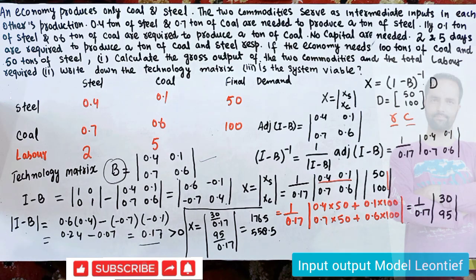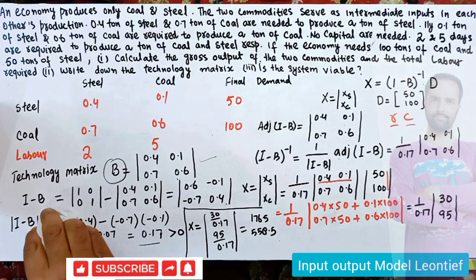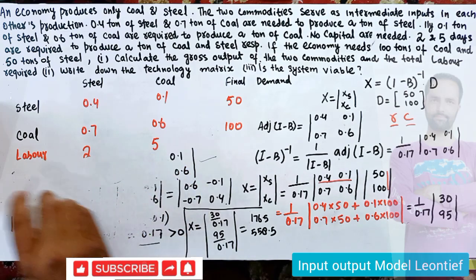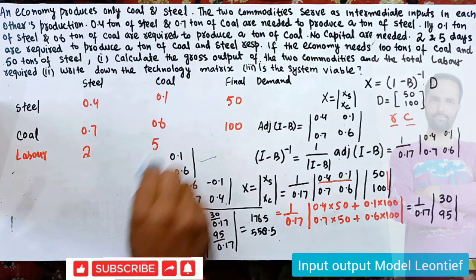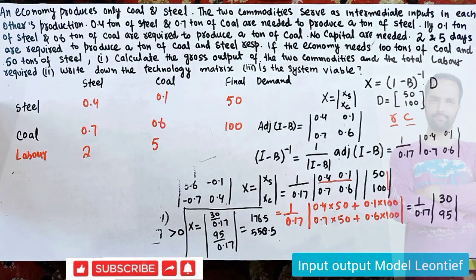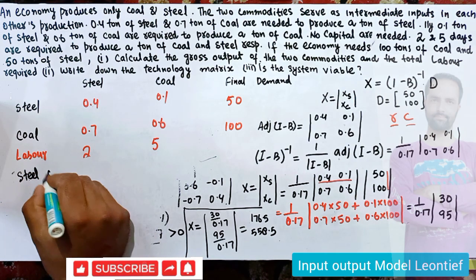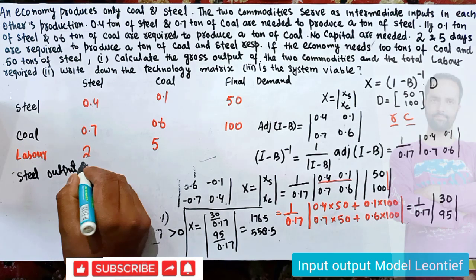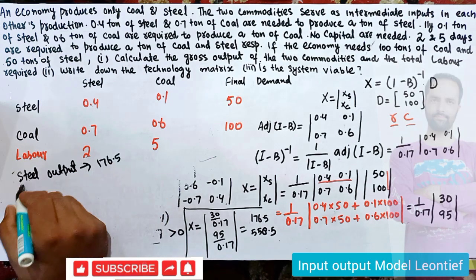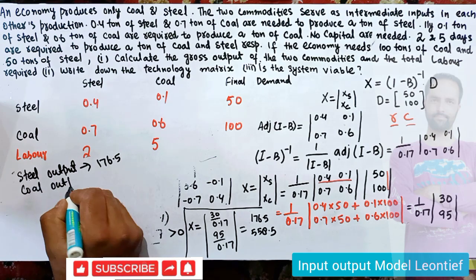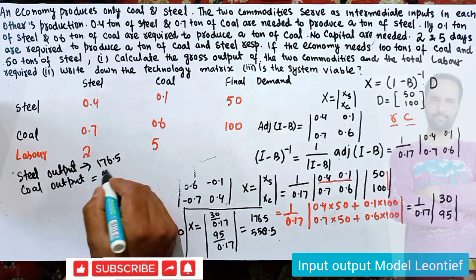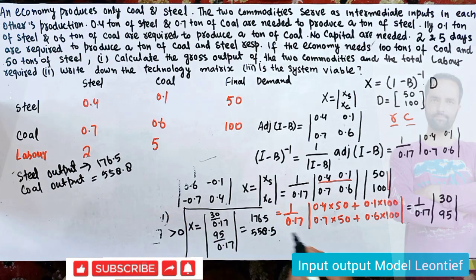Okay, so we got this very thing here. Actually I don't have space, so this 176.5 denotes the steel output. Let me write here. So our steel output will be equal to 176.5, and coal output is equal to 558.8.